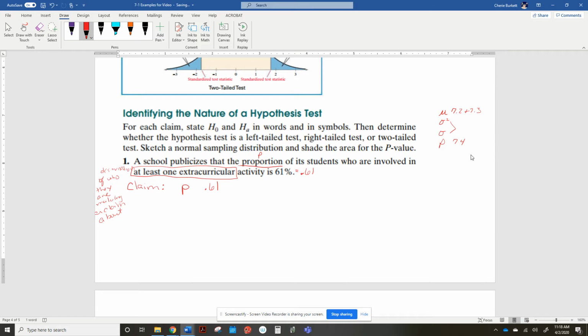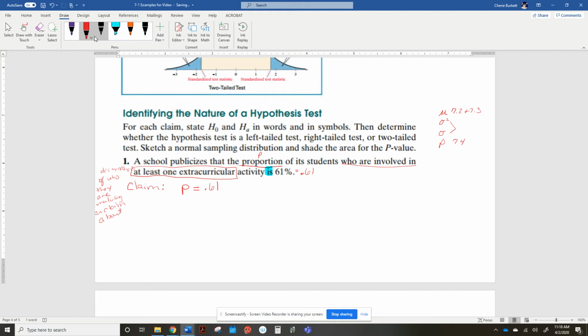So here, if we skip all of the descriptions, this is a description too. This is part of the description, all right? If we skip all the descriptions, it's saying that their claim is the proportion of students that's doing something is, there's the keyword right there, let me highlight, is 61%. So that's how I know to put P is 61%.